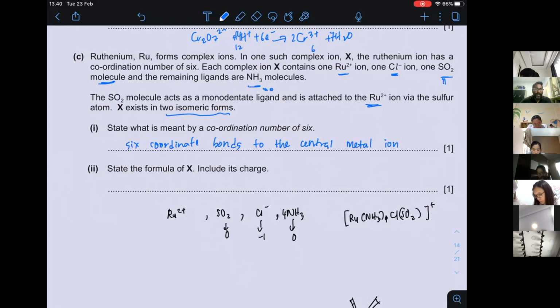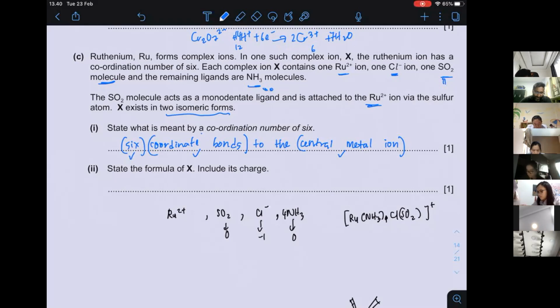Okay, so please write it completely. They are asking, if you check in your marking key, they want this, this, and this to exist together to get the 1 mark. All 3 must be there. So 6 coordinate bonds, is it going to result in 1 mark? The answer is no. You need 6 coordinate bonds to the central metal ion. Okay, this is very important.